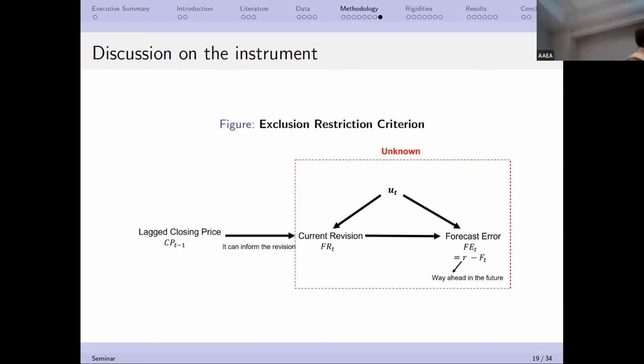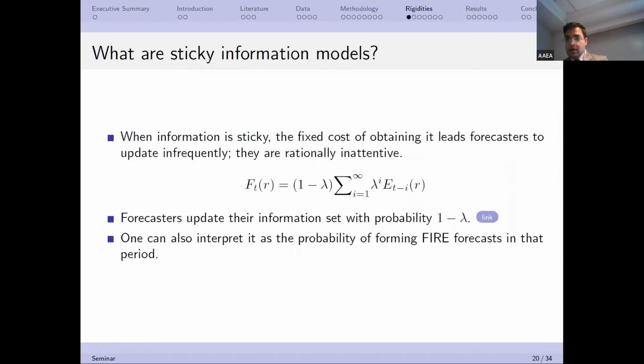Also, the forecast error is the difference between the realization and the forecast made at that time. So realization is made way ahead in the future, so it cannot impact the closing price at time t minus 1. So the only way that lag closing price can impact futures prices is by the current period forecast, that is FT, which is via this channel of current year forecast revision. So that was about smoothing.